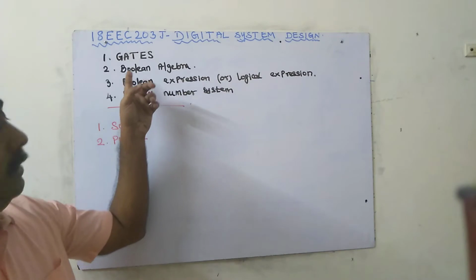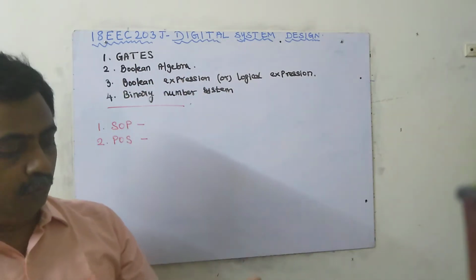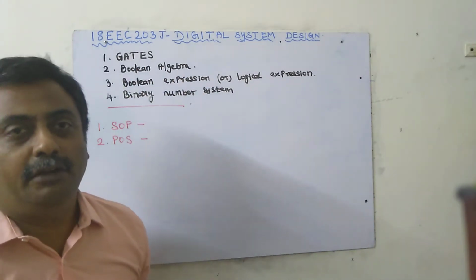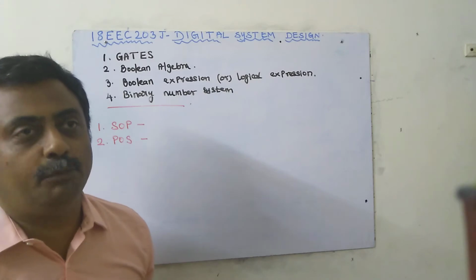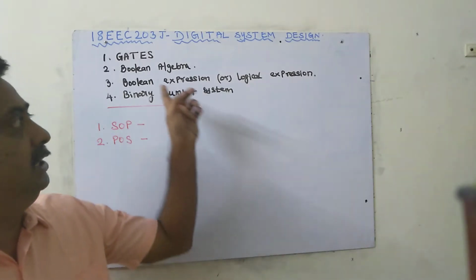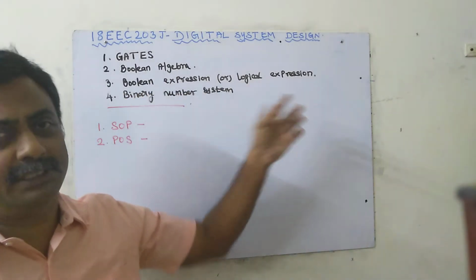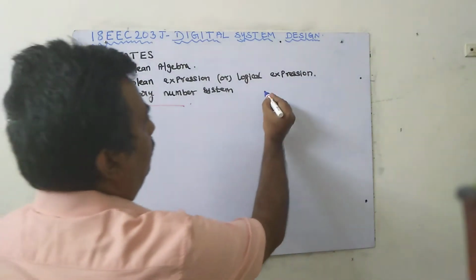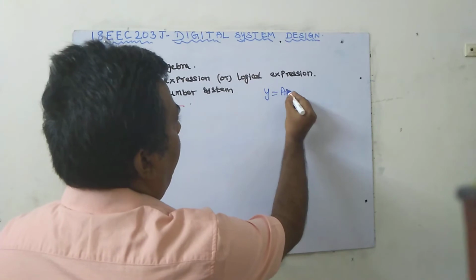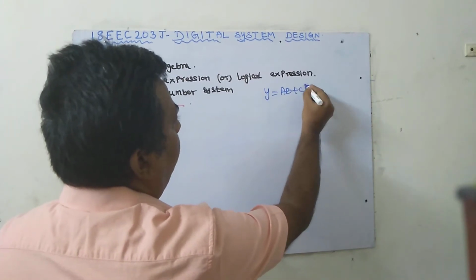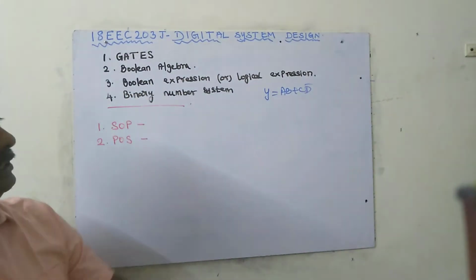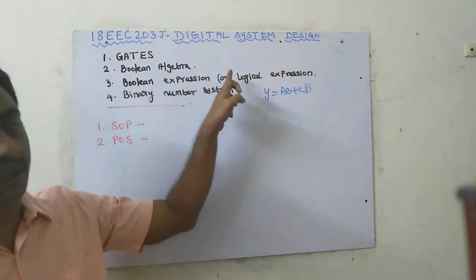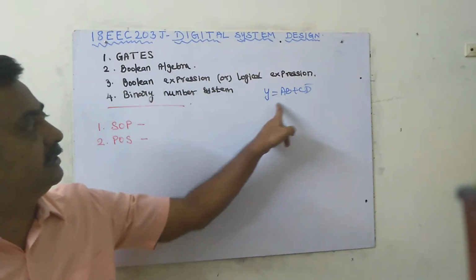Similarly, after that, Boolean algebra. To simplify the equation, that also you have already come across, the Boolean expression. Boolean algebra is used to reduce the Boolean expression. A Boolean expression is an equation, like Y equal to AB plus CD, or Y equal to AB plus CD bar. To reduce this equation, we are using Boolean algebra. This is called a Boolean expression.